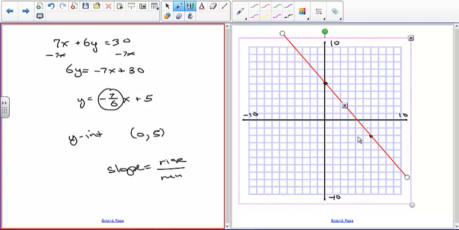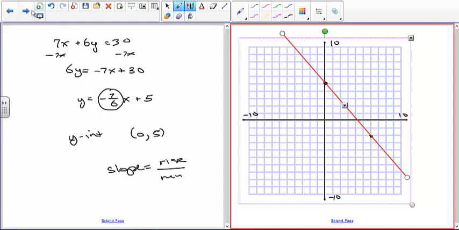Negative slopes go like this. Positive slopes go like that. Okay, so that's number 3.